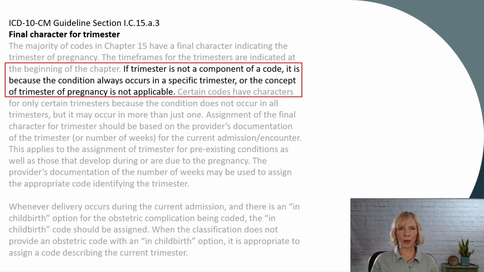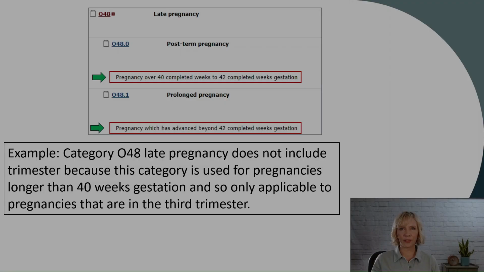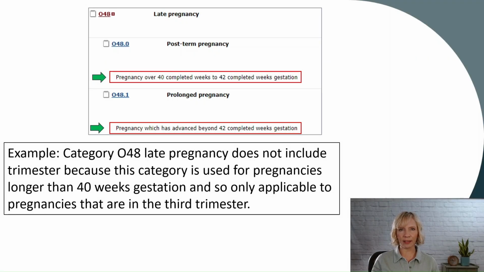Although the majority of codes in Chapter 15 have a final character indicating the trimester of pregnancy, some do not. If a code does not include an option for trimester, it is because the condition always occurs in a specific trimester, or the concept of pregnancy trimesters is not applicable to the condition. For example, Category O48, late pregnancy, does not include options for trimester because this category is assigned for pregnancies longer than 40 weeks gestation, and so it's only applicable to pregnancies that are in their third trimester.